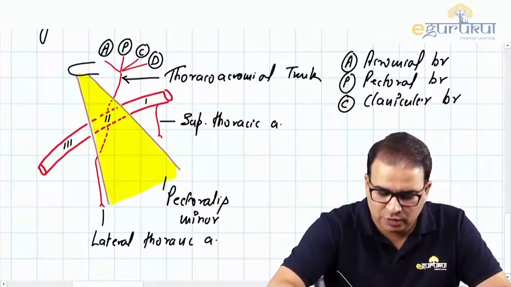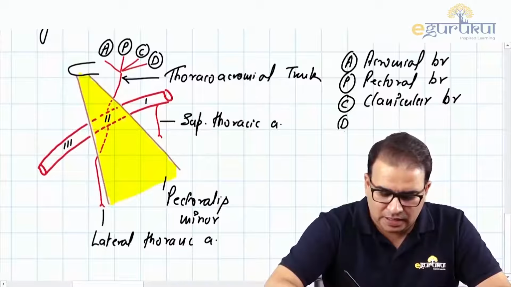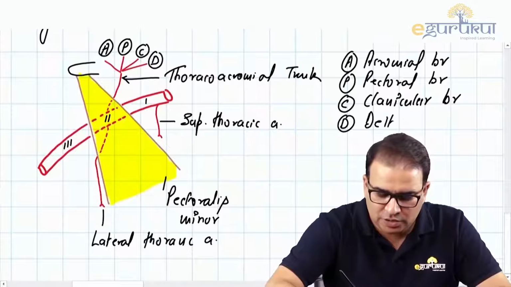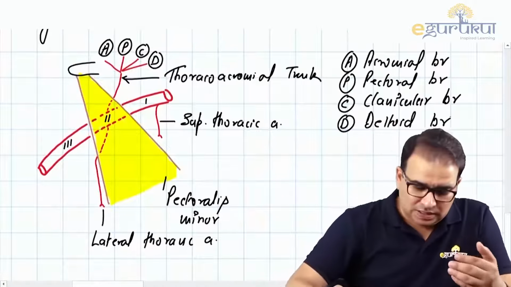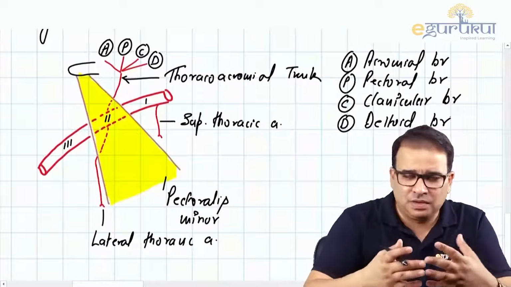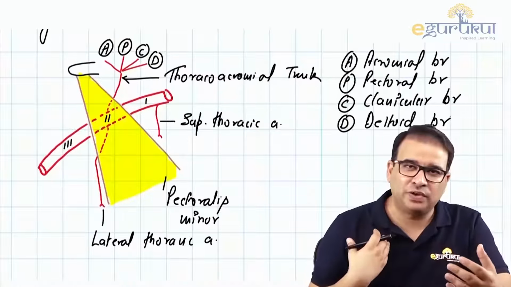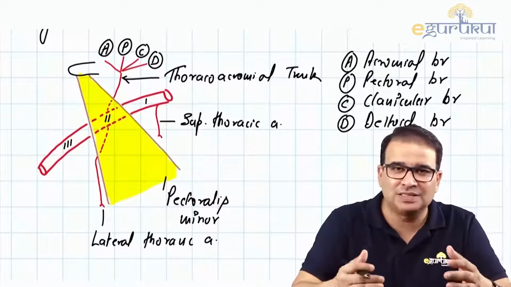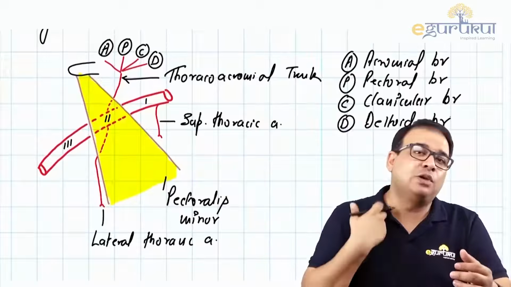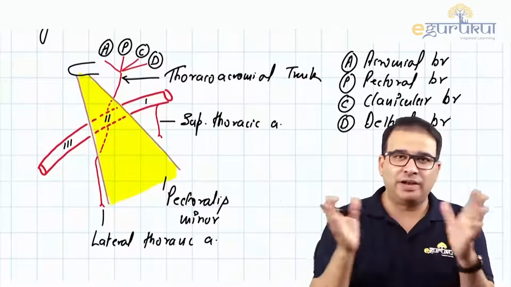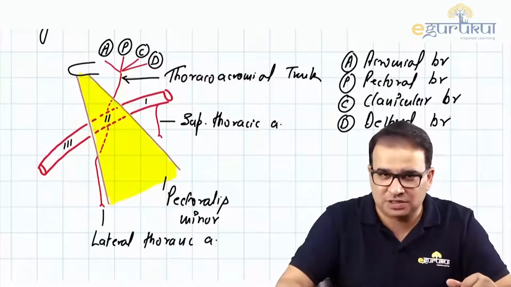C is the clavicular branch, and D is the deltoid branch of thoracoacromial trunk. So when this trunk comes out, it pierces the fascia here called the clavipectoral fascia and divides into 4 branches: acromial branch, pectoral branch, clavicular branch, and deltoid branch. They are all running in different directions and supplying the respective structures.